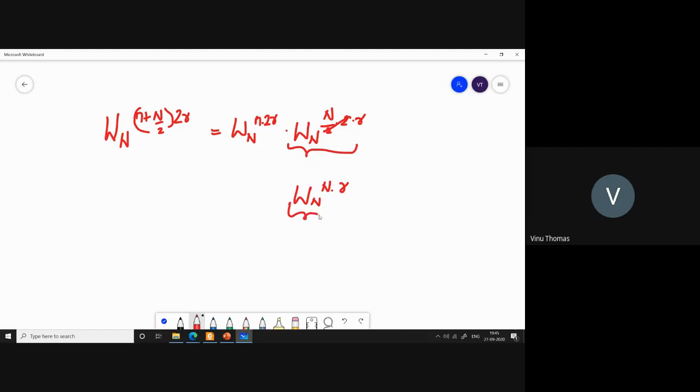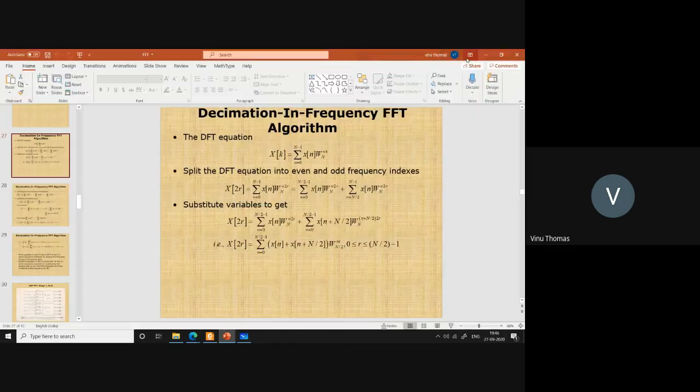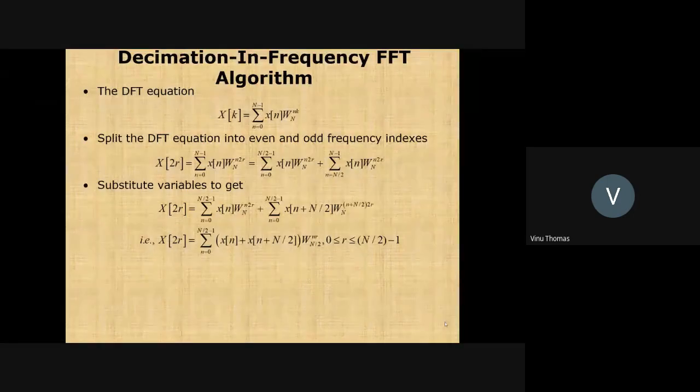Now can someone tell me what is W_N raised to N? W_N being equal to e raised to minus j 2 pi by N, the whole raised to N. What is that equal to? That becomes e raised to minus j 2 pi, the whole raised to r. So what is e raised to minus j 2 pi? What is this term? 1. So this term is equal to 1. So this reduces to W_N raised to n into 2r. So therefore, you can write the second term as W_N raised to n into 2r.